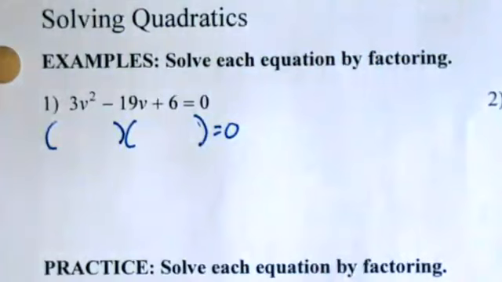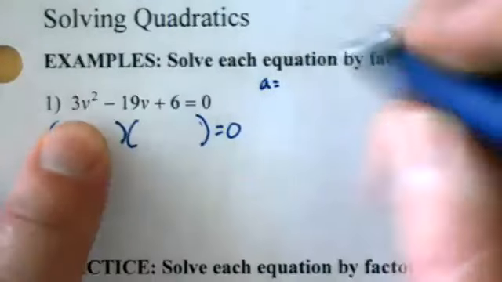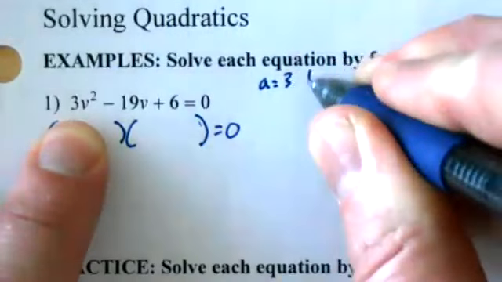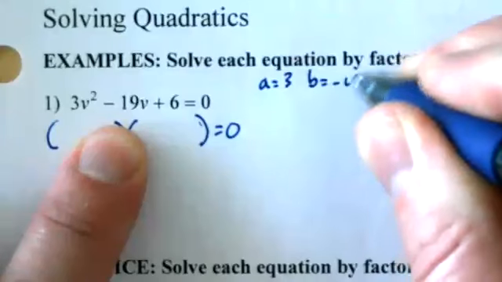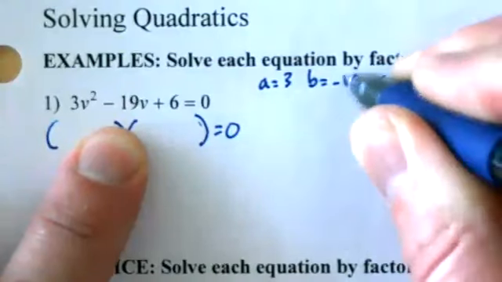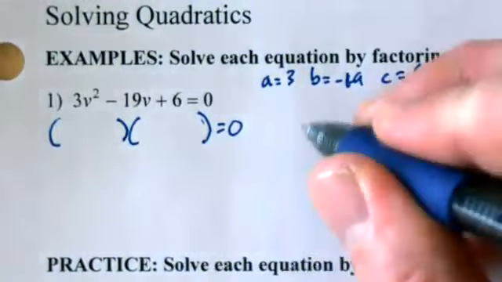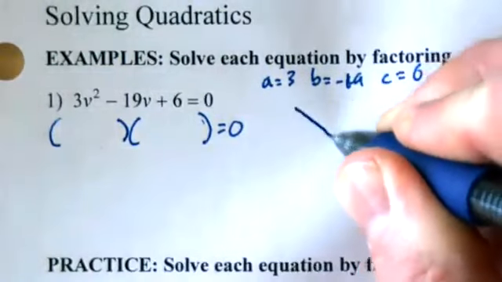Remember, there are like 6 steps. The first thing we did was identify A, B, and C. In this problem, A is 3, B is -19, and C is 6. Do you guys remember finding A, B, and C last week? What did we do next last week? We made a diamond problem. So let's build ourselves a diamond.